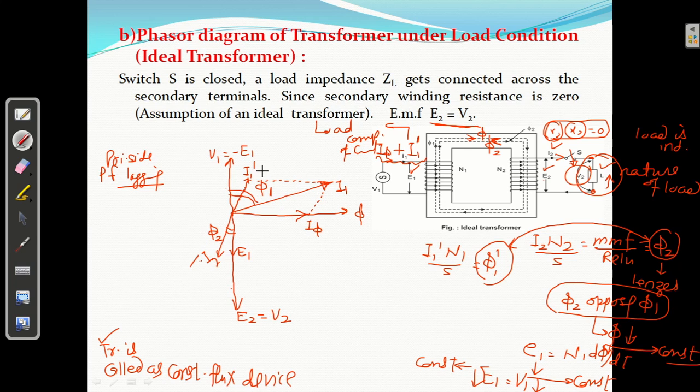This is the I2 and this is the I1 dash. Equal and opposite. Magnitude wise nahi hai ye. It depends on the turns ratio ke hisab se. Okay? So I got it. Okay? Now one more thing. Who is producing I2? I2 is producing phi2. So what is the responsible factor? F2. MMF F2. I2 links is with the N2 turns. So I2 N2 kya hoga?